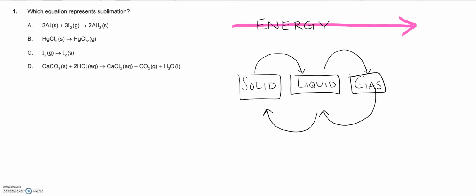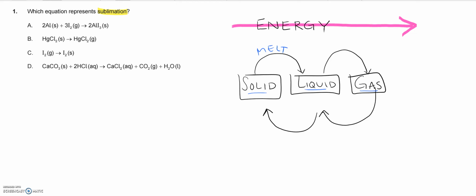So this question is asking about sublimation, and sublimation is a phase change. So I've got a whole bunch of things going on over here. Our three main states of matter are solid, liquid, and gas. So those are my phases, and I'm looking at phase changes. So we know the easy ones. Solid to a liquid means that we're melting.